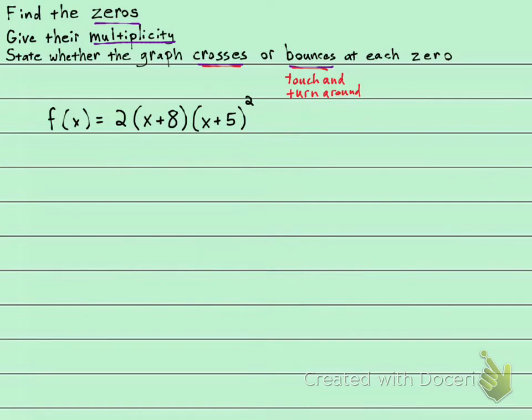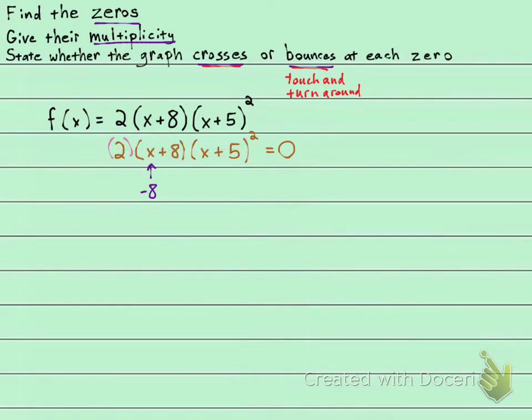So first thing we want to do is take this and set it equal to 0. And if you do that, then you can see what x would be to give you 0. All right, so right here, what would I have to plug in to get a 0? -8. And if I did that, this would be 0. And 0 times anything is 0.